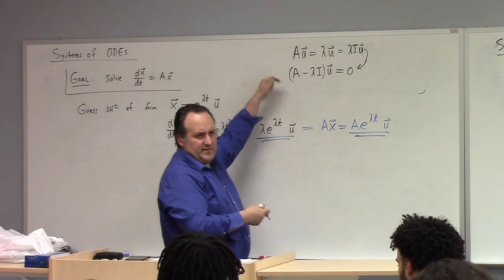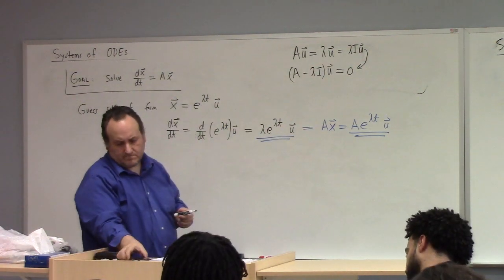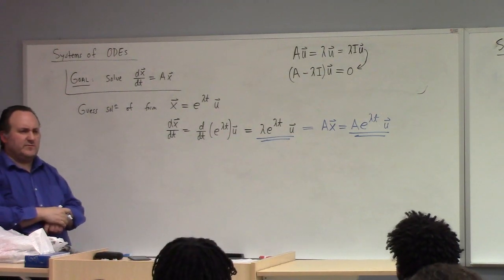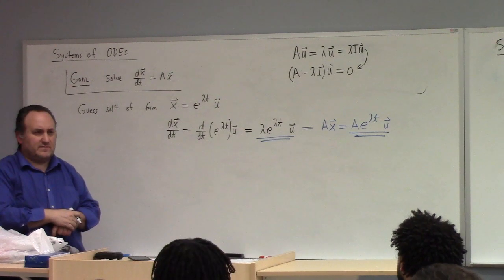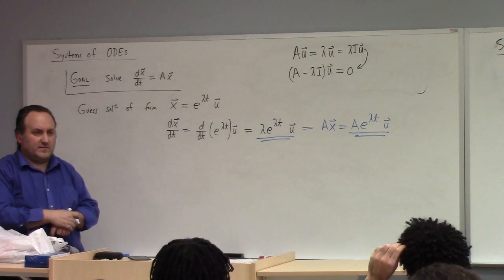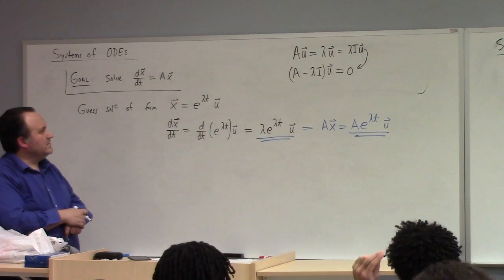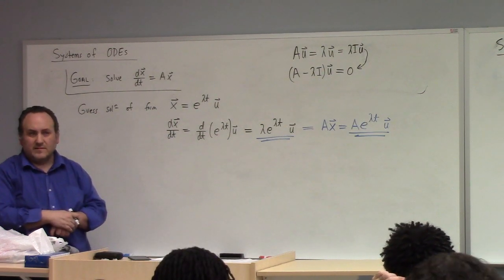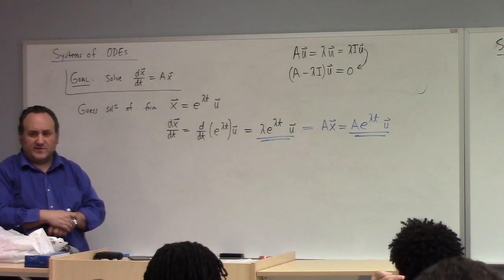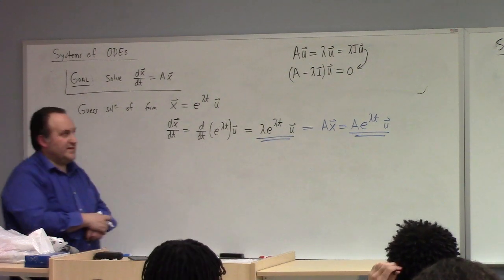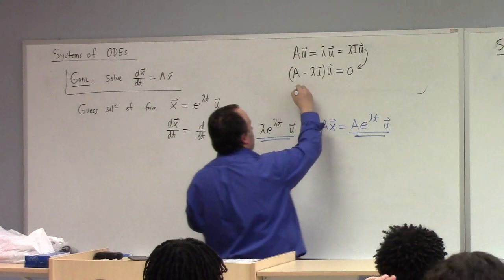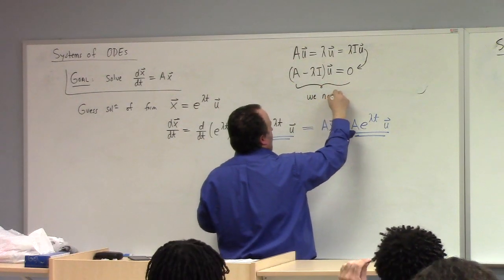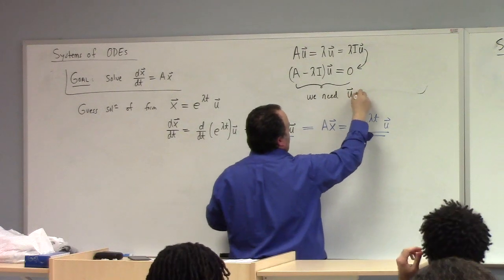Do we want u to be 0? No. If u is 0, we've got the 0 solution. Is 0 a solution? Yeah, it is a solution. Is it the one we were interested in? Not really. So we don't want the u vector to be 0. What does that say then? We need u not equal to 0.